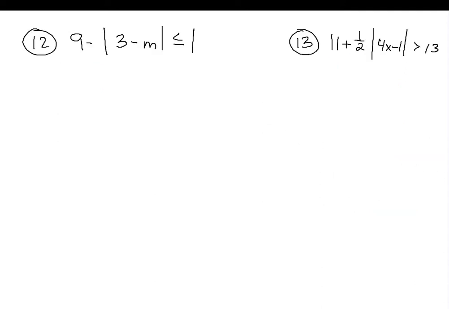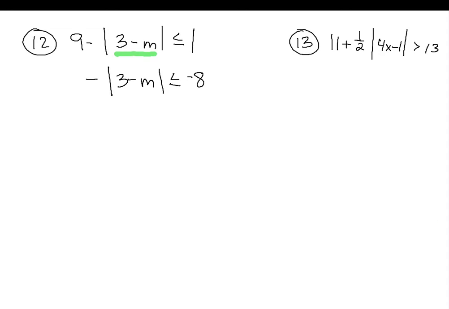For number 12, we've got 9 minus the absolute value of 3 minus m is less than or equal to 1. Now my blob here, the piece that's the absolute value, is 3 minus m. That's not alone on the left-hand side, so we've got to make sure that we take the 9 and move that over to the other side. Now in doing so, we'll end up with the following, but you're going to have to be really, really careful and watch your signs here.